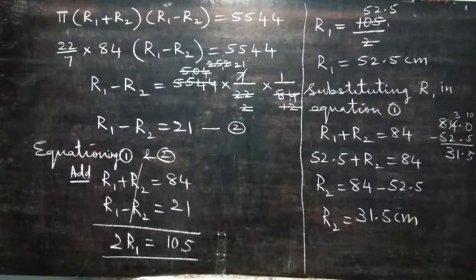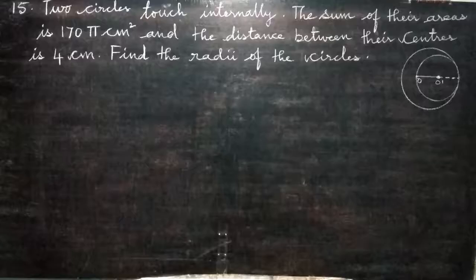R1 you got as 52.5 and R2 you got as 31.5 centimeters. They told to calculate the radii of two circles. Therefore, the radii of two circles are 52.5 centimeters and 31.5 centimeters.